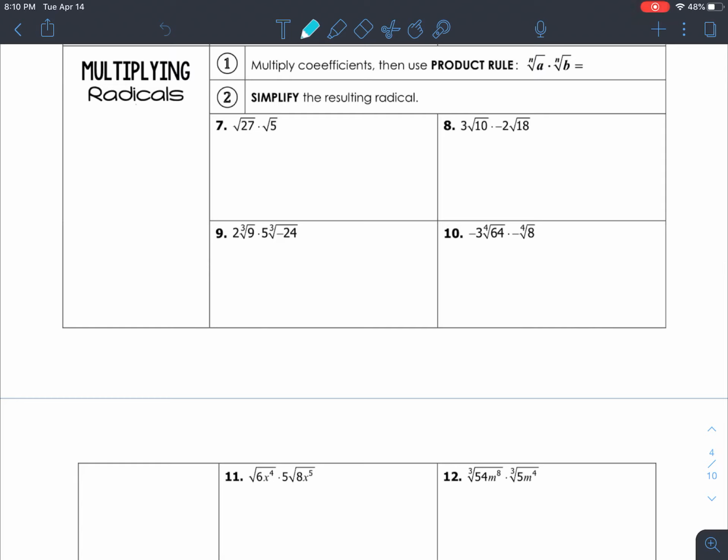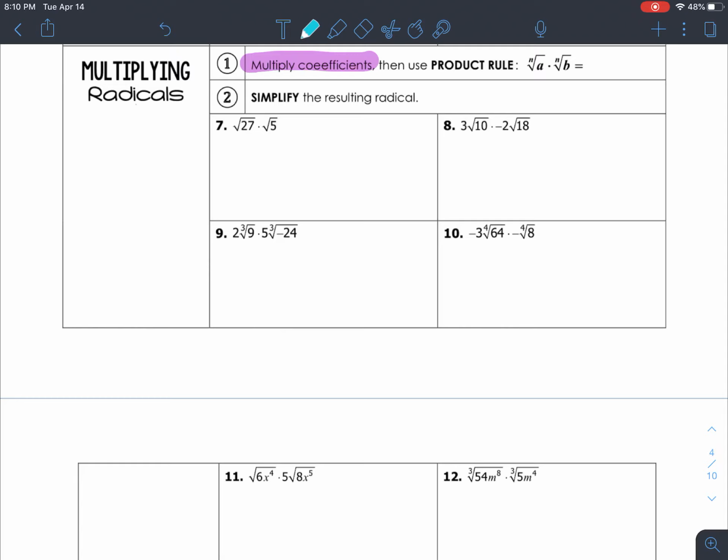Multiplying radicals is actually a little bit easier, I think. So the first thing is to multiply the coefficients. So first we want to multiply any numbers that are in front of that radical, which down here we do have some examples of that. So don't get too stressed out. Everything's going to be fine. And then we use the product rule.